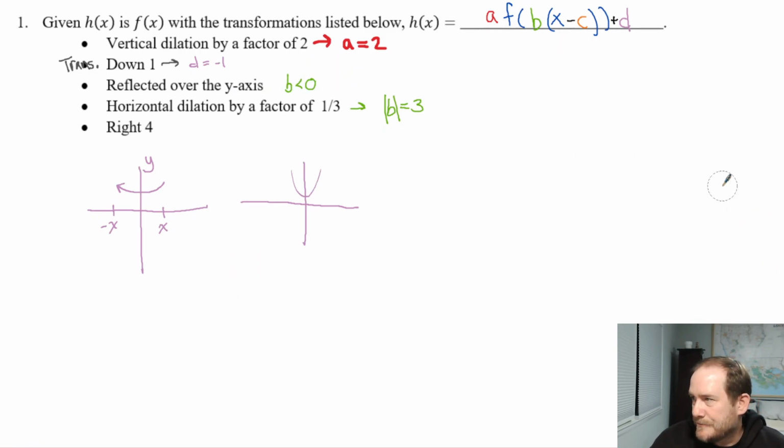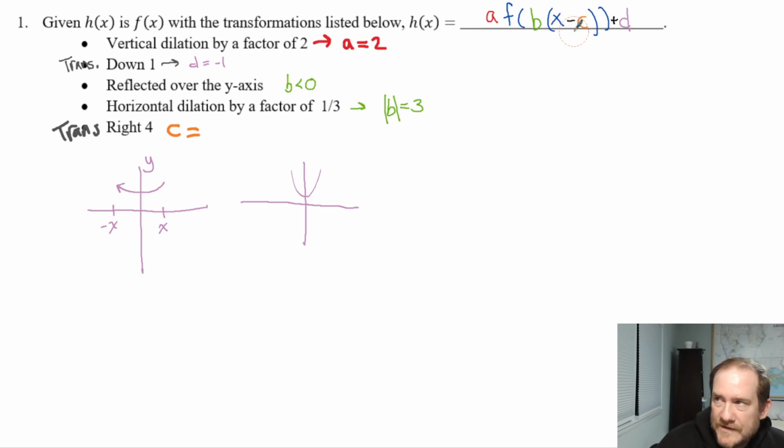And finally, we've been translated to the right by 4. And being translated to the right by 4, that's a c value for us. And those c values, again, are kind of the counterintuitive ones. You would think that to go to the right, you would add 4, but you want to subtract 4. But wait, the function already has a minus in it. So actually, c is a positive 4. It's just when we plug it in there, it'll look like a minus.